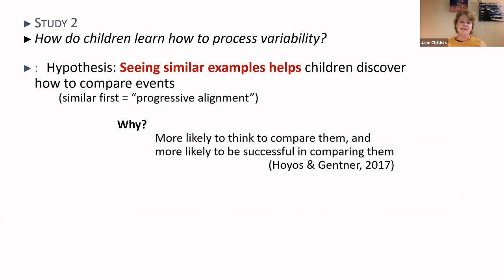Well, now we can use progressive alignment from structural alignment theory and test whether similar examples help. So does it help them to see some similar events first and then see the more varied ones? I showed you a prior study with learning a part term, where they had to learn a belly button part. So now let's test it with events. Similar examples would help because it helps you notice that you could compare events to each other because they look similar. And also it should be easier, so you should be more successful.